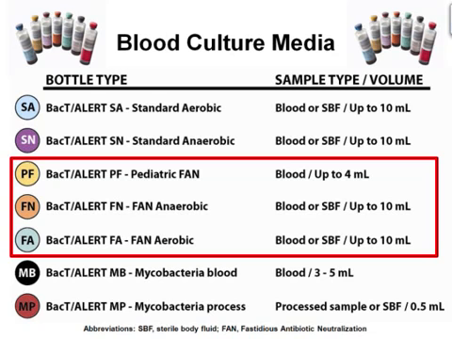bioMérieux blood culture bottles. The standard aerobic and anaerobic bottles are most frequently used for blood culture. Each contain 40 milliliters of supplemented tryptic soy broth and can be dosed with up to 10 milliliters of sterile body fluid or blood. Like many other methods of pathogen detection, blood culture has its disadvantages.